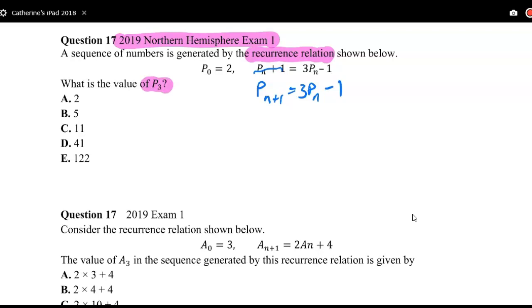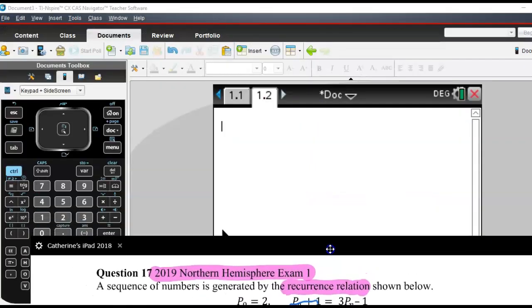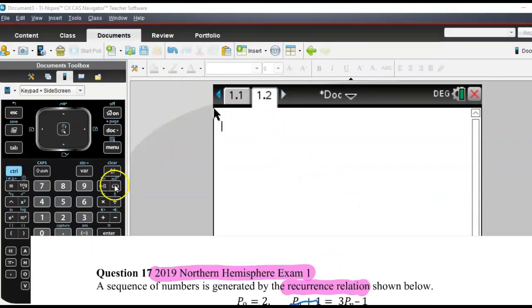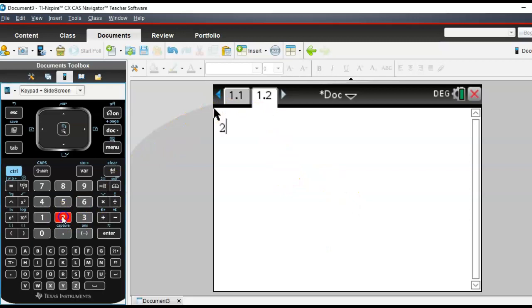So our first term in the sequence is 2, remembering that's P0. So P1 is 3 times Pn, take away 1. So 3 times 2, which is 6, take away 1, is 5. And you can use your calculator here if you wish to help you out. Nothing wrong with that.